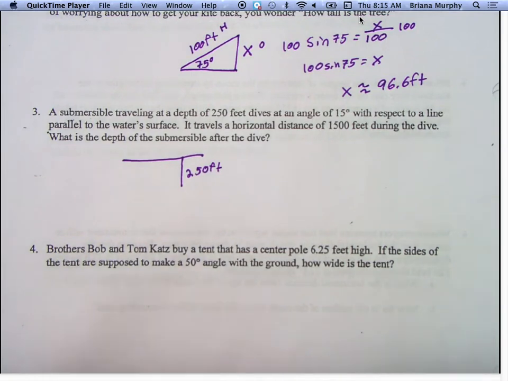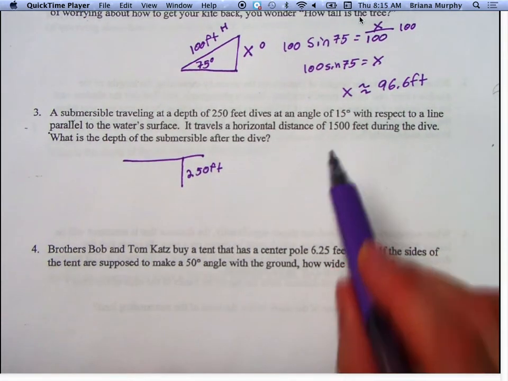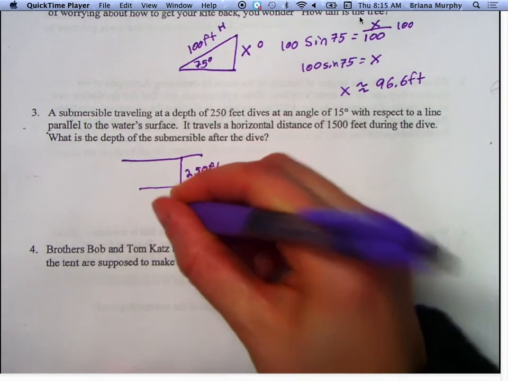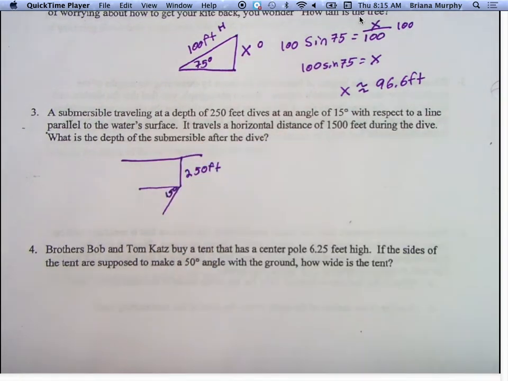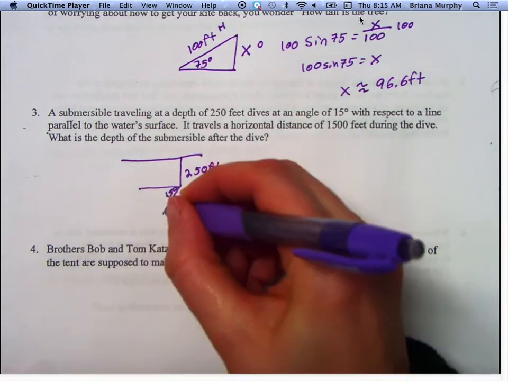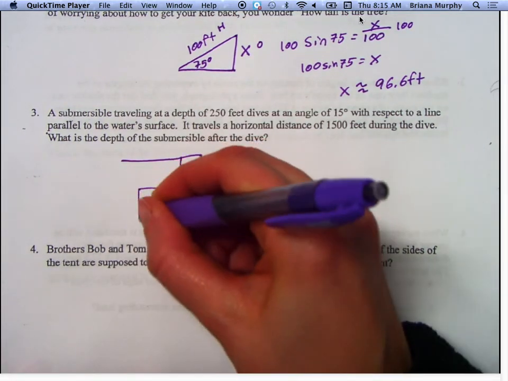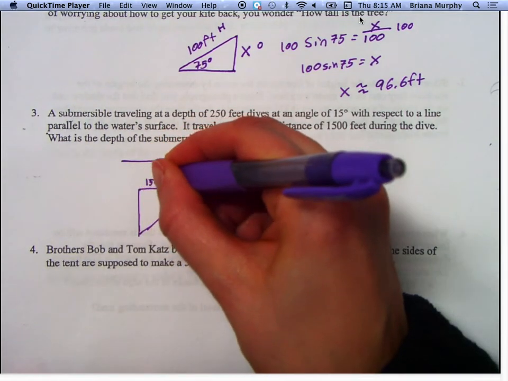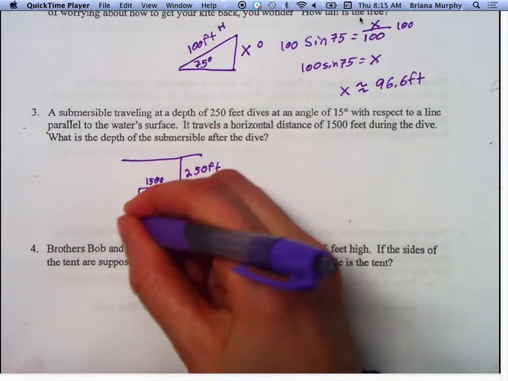It could have been at either end, it doesn't matter, because I still haven't done my angle. Because it says right here, this is a very weird one, parallel to the water surface, I go 15 degrees more of a dive. So I'm not going straight down, I'm going at an angle of 15 degrees. I told you this one was weird. If I've gone 1,500 feet, what is my new depth?